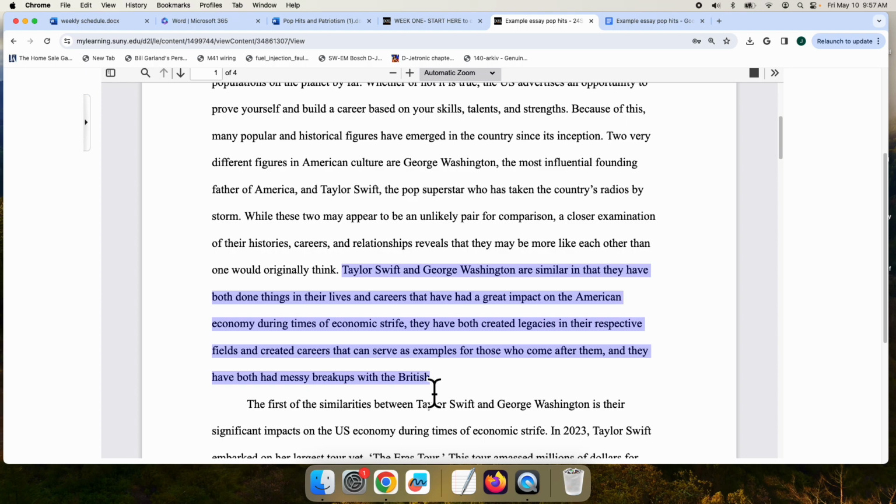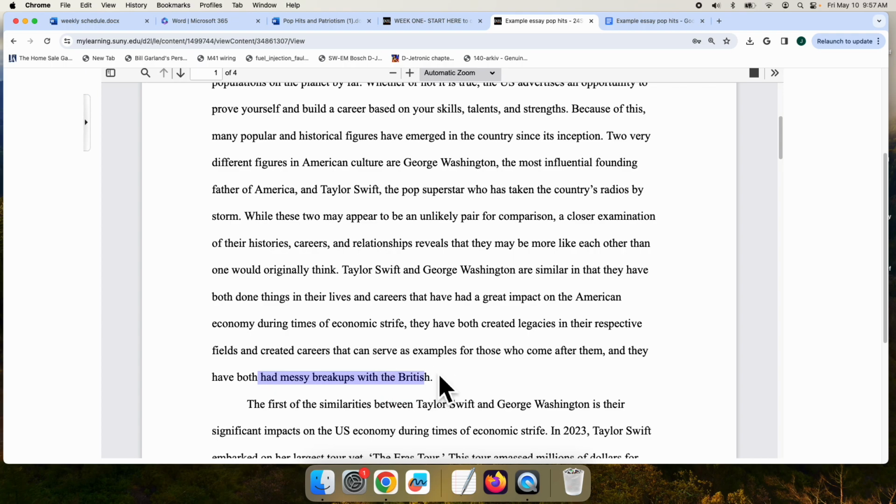Did you hear those 3 points? So this pronged thesis lets us know exactly where this paper is headed. The entire paper will be about George Washington and Taylor Swift, her 2 subjects. The entire paper will focus on showing us surprising similarities. What similarities will she show us? Well, she's going to show us the economic impacts that they had. Then she'll move on and show us their lasting legacies. And she'll end on showing us how their breakups with the British were similar.